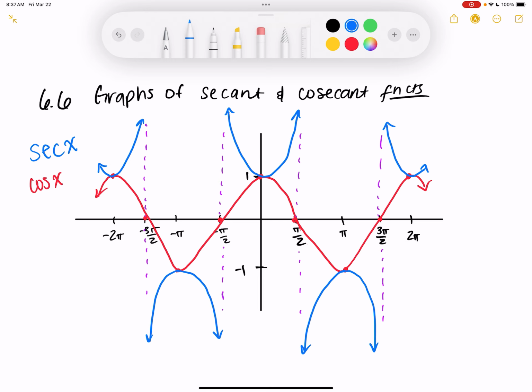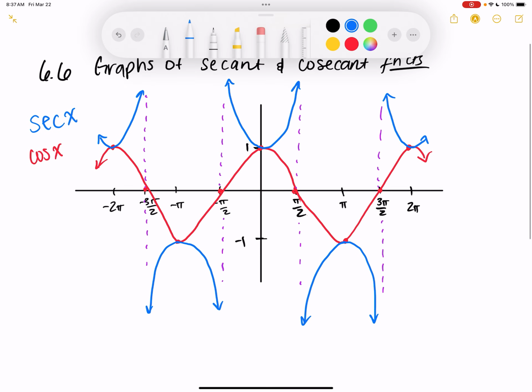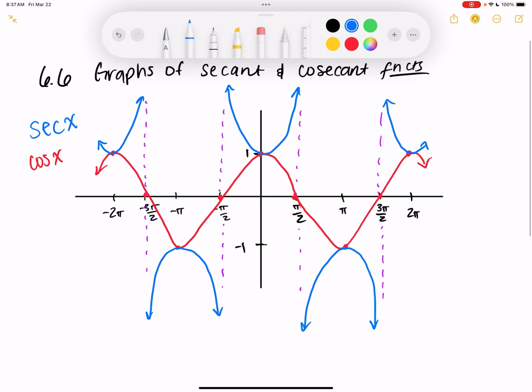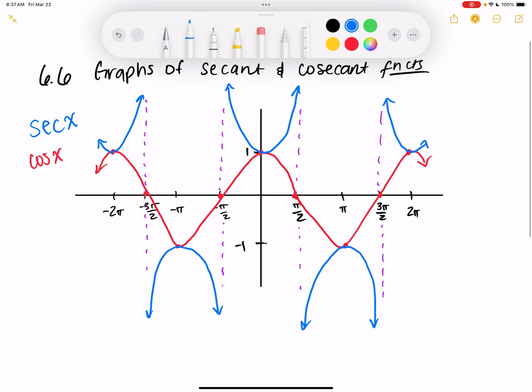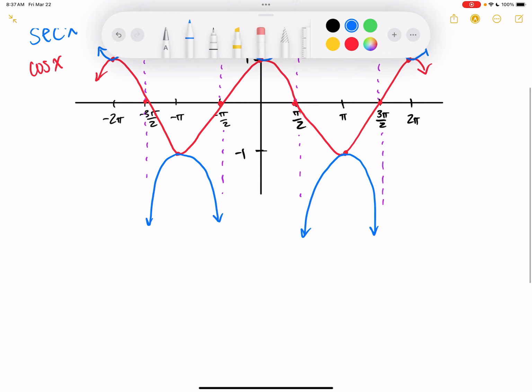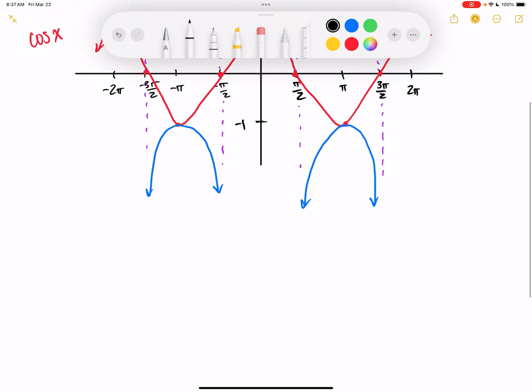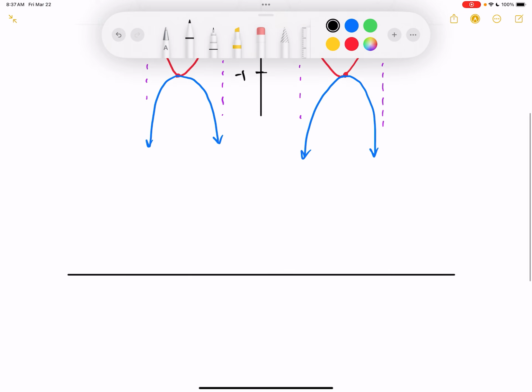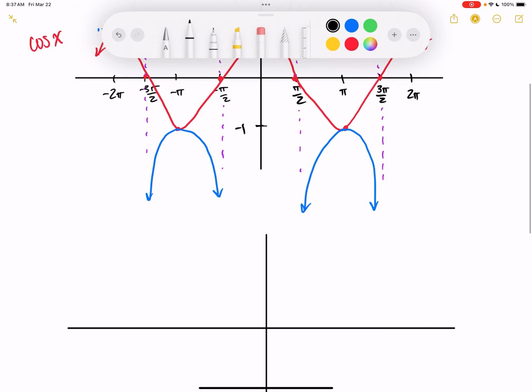All right, so that took care of secant. So now we need to look at cosecant, and cosecant goes with what function? What other trig function does it go with? Like secant went with cosine. Sine, that's what it is.